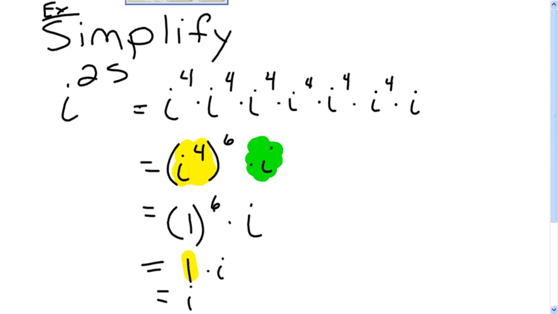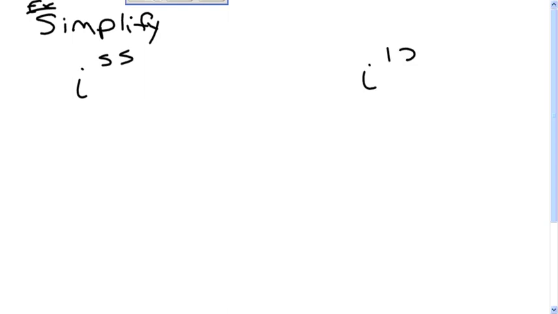So real quick, I'm going to have you guys do 2 of these. So I'm going to have you pause this, please, after I write these 2 up. Give them a chance to figure out what the answers are. So simplify i to the 55th and i to the 1,242. Okay, so go ahead and pause this. Let the students figure it out.